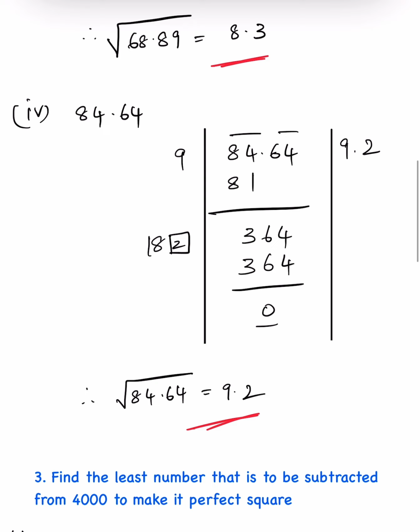84.64. So again keep separate bars on integer and decimal parts and repeat the division process. 9 9s are 81, remainder 3. Put a decimal in the quotient, bring the decimal part down, double the quotient, 9 2s are 18, and then a box. So 182 into 2 is 364. So the remainder is 0. So the square root of 84.64 is 9.2.